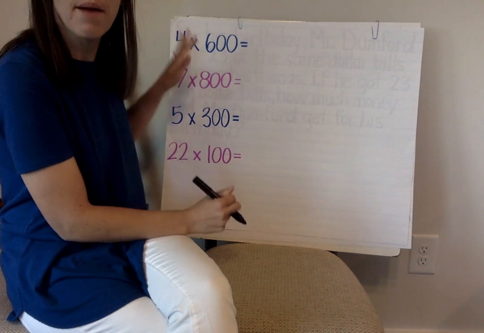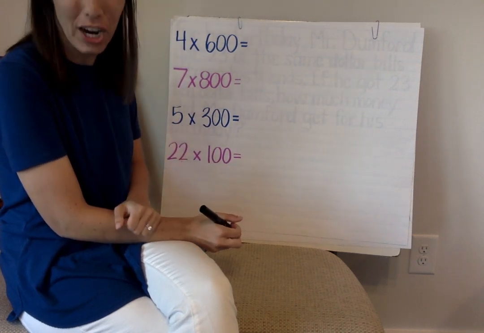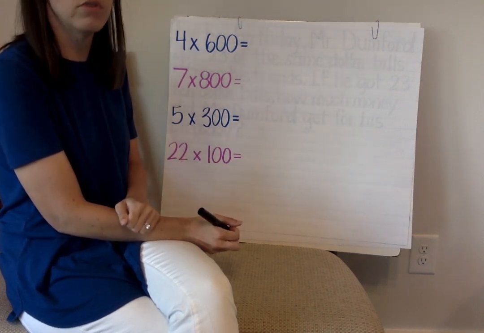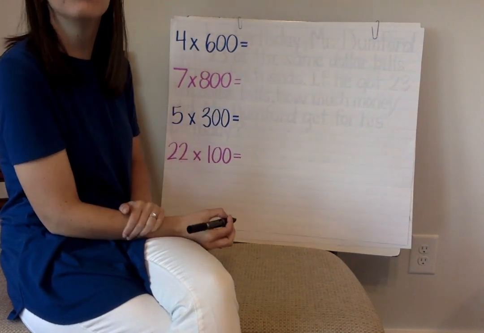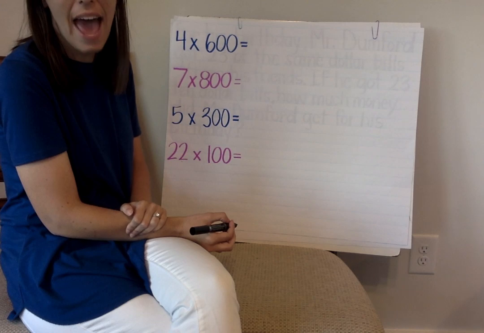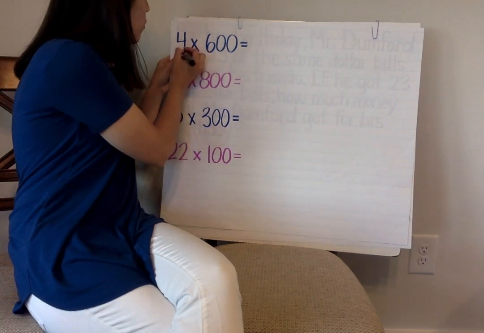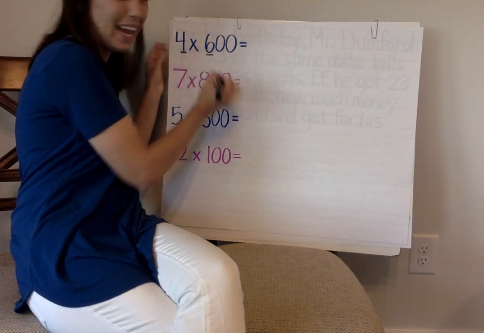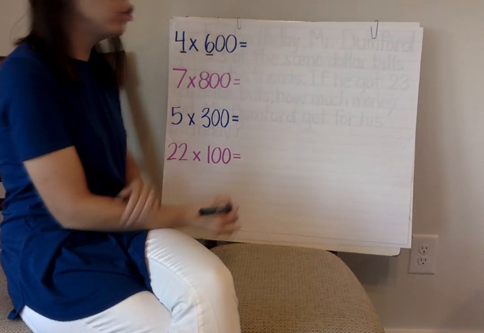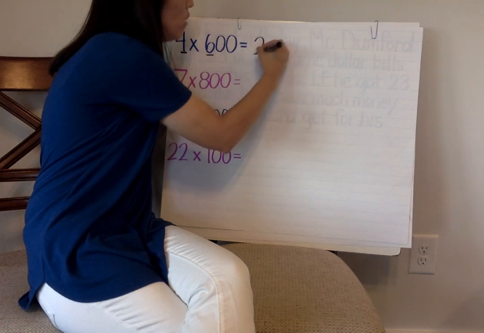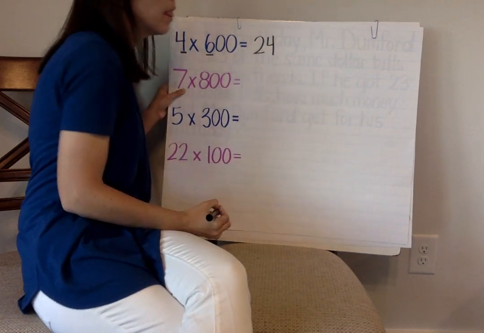Okay, this time my numbers look a little bit bigger and there are some more zeros. So let's take a look and see how we will solve those. We are still going to underline the digits that are not zeros. So we are going to underline 4 and 6. 4 times 6 is 24. So I'm going to write 24 right here.